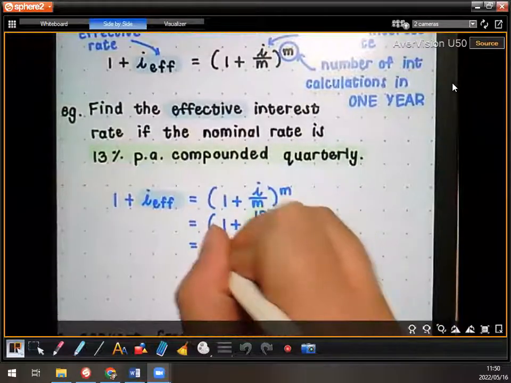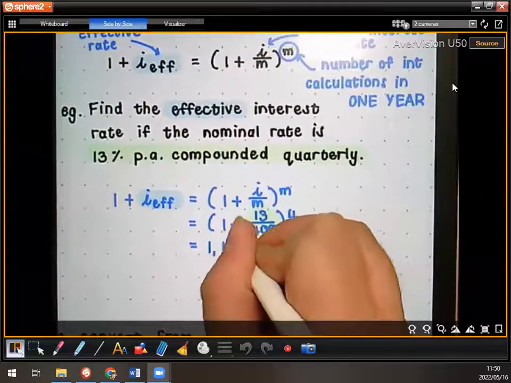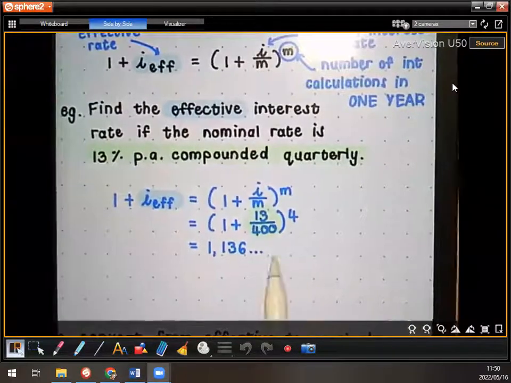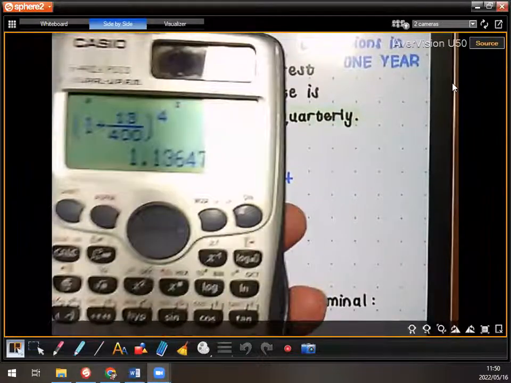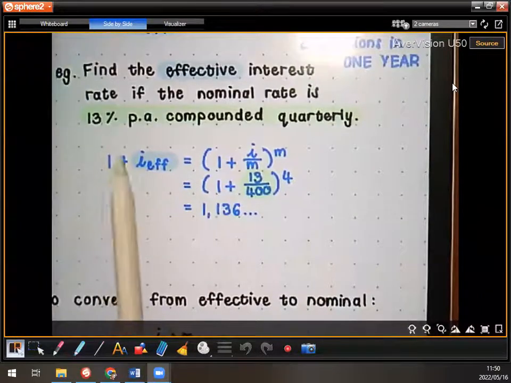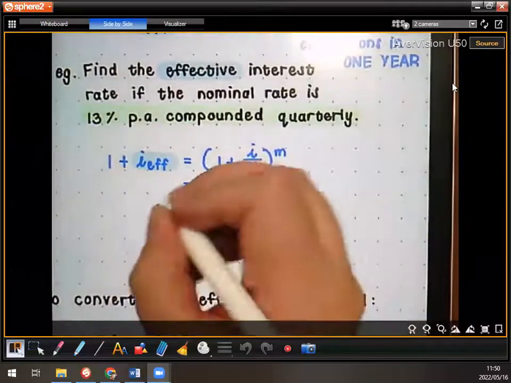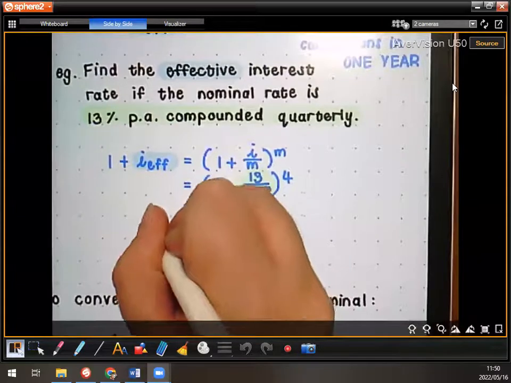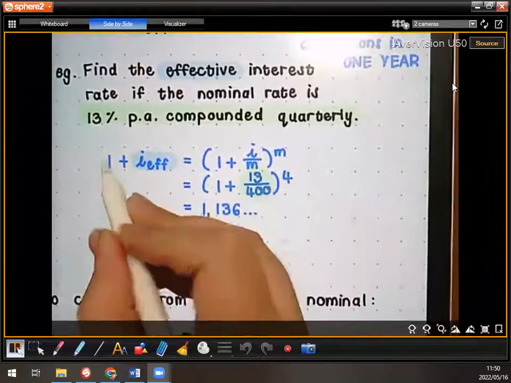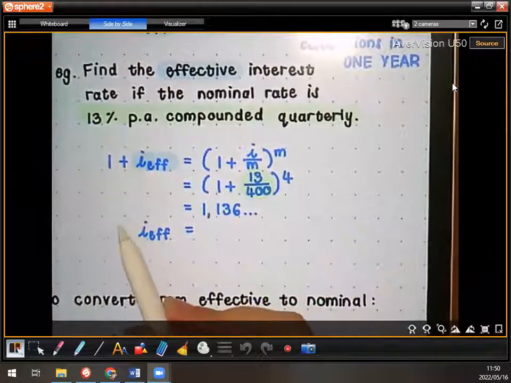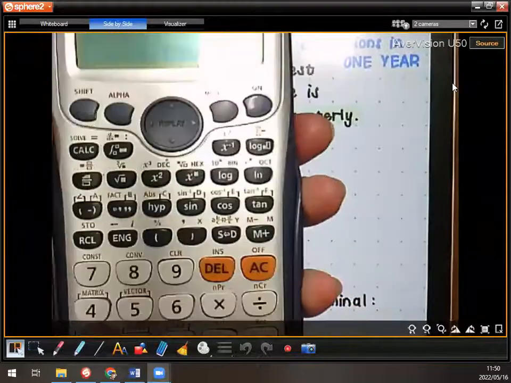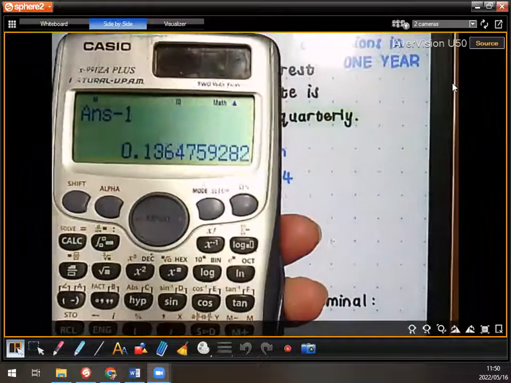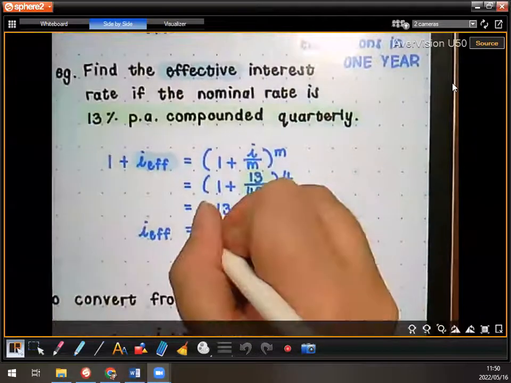So that's 1,136 and so on. You are not allowed to round off here. This is not the final answer, so you have to keep this answer in your calculator. What do I do with this 1 on this side? I have to minus it. Remember when I now move this 1 over, it's not going to be on the left-hand side anymore. I'm now going to, in my calculator, just press minus 1. I'm going to get 0.1364.